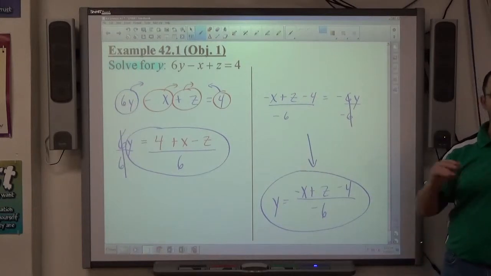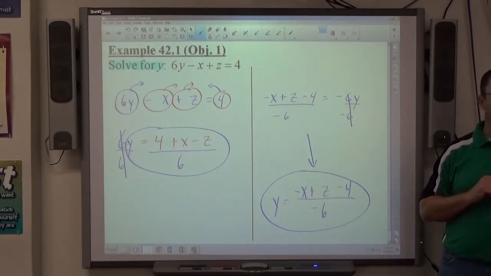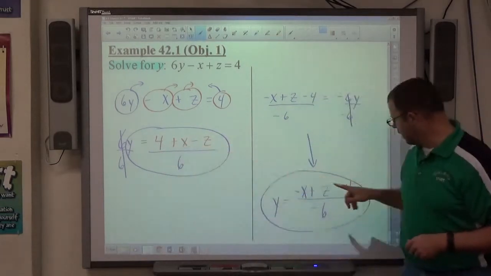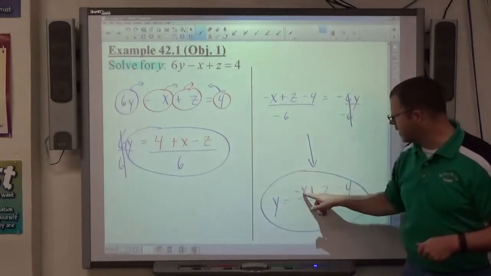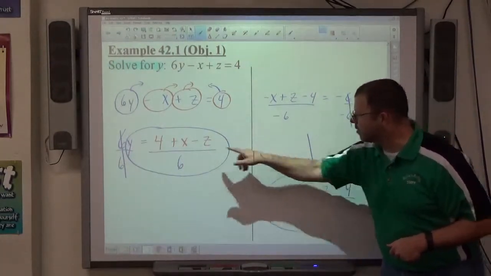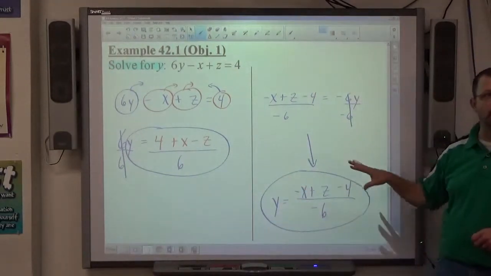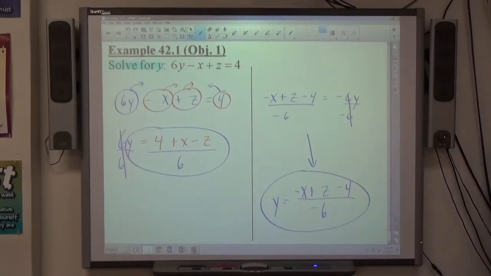The other thing that has to happen for them to be the same answer is every single sign has to be opposite. Every sign's opposite. So positive 4, negative 4. Positive x, negative x. Negative z, positive z. Positive 6, negative 6. Every sign's opposite. Everything's in the same location. Order's not necessarily the same. That doesn't matter. But the same place on top, same place on bottom. Opposite sign on every term, they're the same answer.